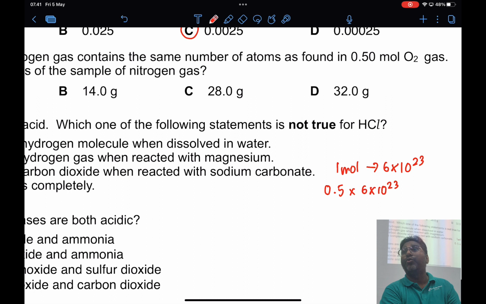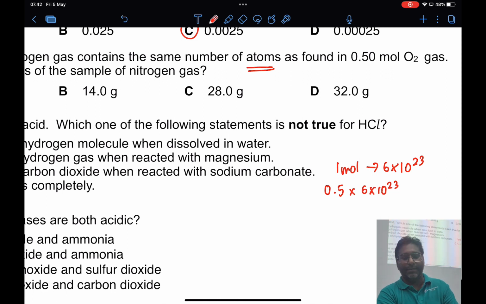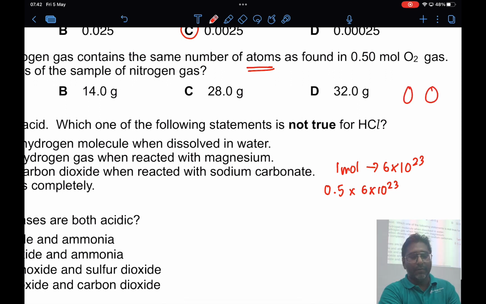Why molecules? Because it's O2. But they are asking for atoms. So how many atoms are there in 1 molecule of oxygen? O bonded with O. So how many? 2 atoms. So you need to times by 2. This is something that we have done in the very beginning.